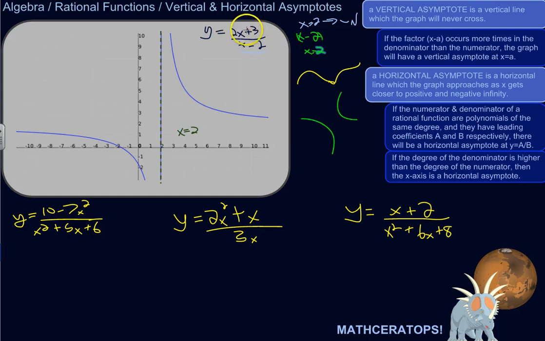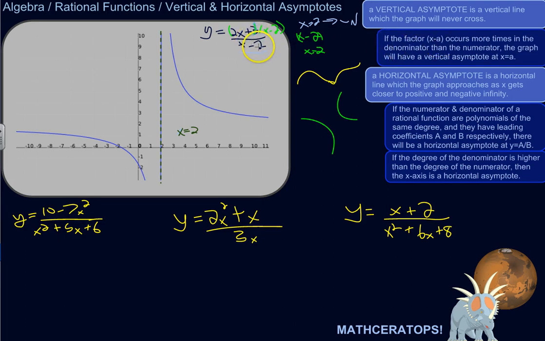Now if this function were 2x plus 3 and then there's x minus 2, like that, and you could expand that, or whatever. If we had a factor of 2x plus 3 and x minus 2, this factor would occur one time in the numerator and one time in the denominator. So this condition would not hold. So then there would just be a hole at x minus 2.